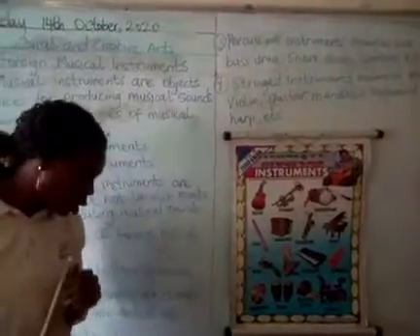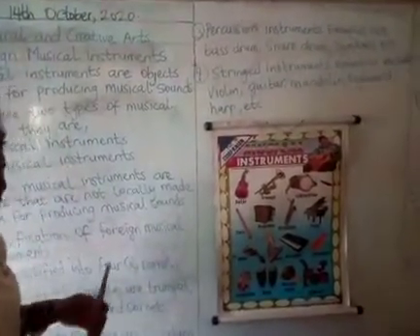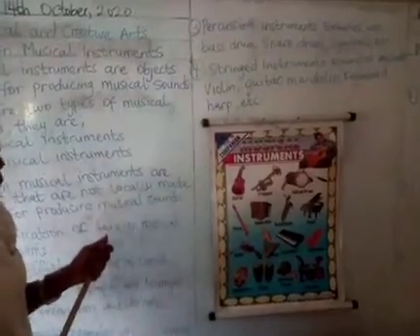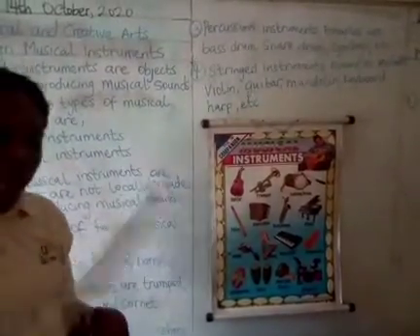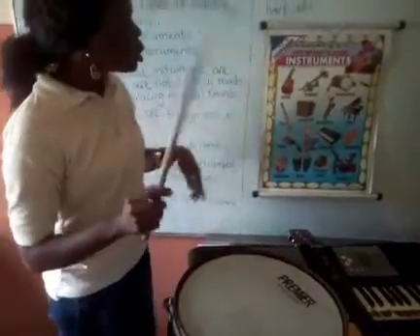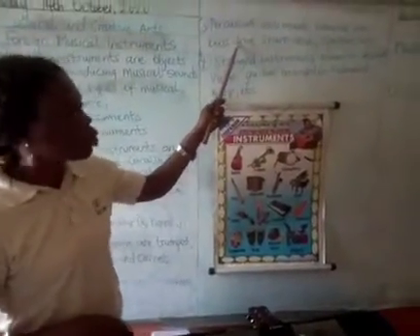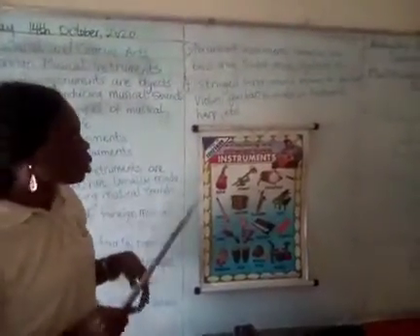What are the percussion instruments? They produce sound when they are being struck or beaten. When you strike them or beat them, they produce sound like this. This is an example of a percussion instrument. So we have our example. The first one is the bass drum. The bass drum is an example of a percussion instrument.